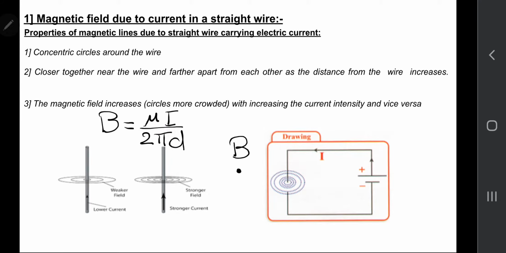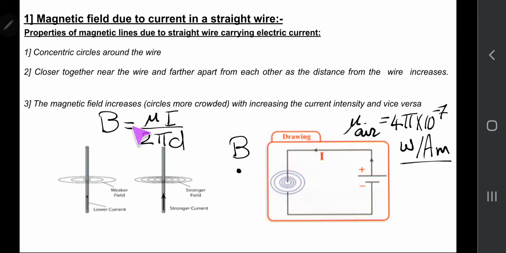Mu is the permeability, the magnetic permeability of the medium. This is constant for air only. Mu for air equals 4 pi times 10 to the power negative 7. If the wire is in the air, I use mu equals 4 pi times 10 to the power negative 7 Weber per ampere meter. This is the unit of permeability, which comes from this law.